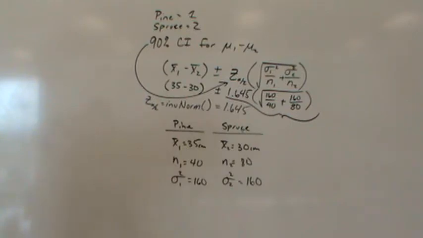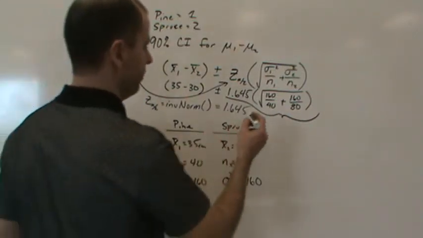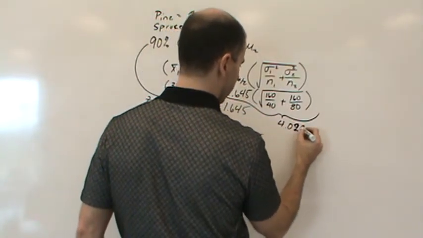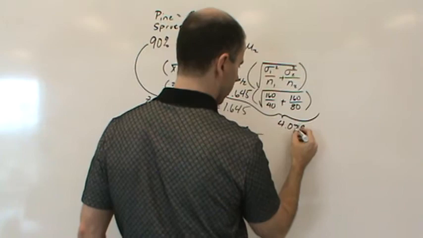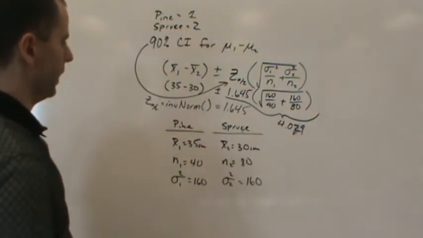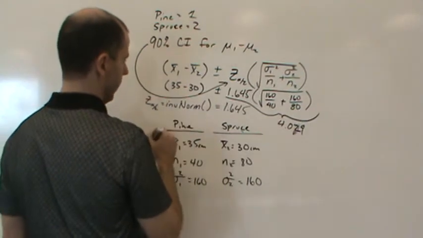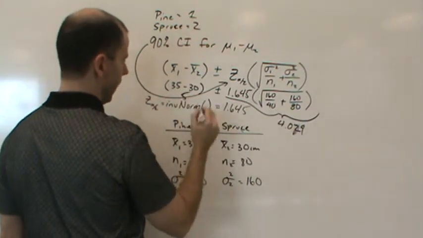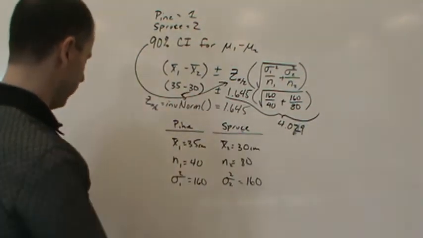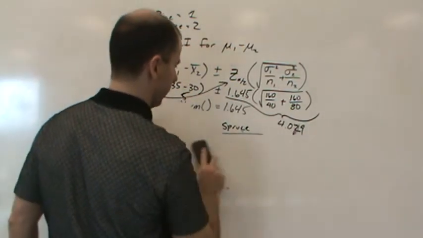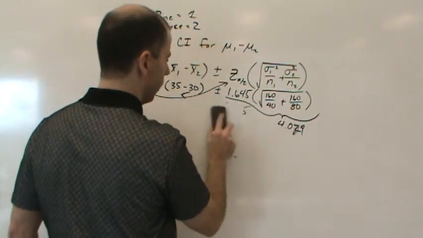Okay, I get 4.029. So 4.029 is my margin of error, and this is 5, right? So 35 minus 30, so that's 5. So now what do I get? Okay, so now, again, I'm going to erase this so I can have more room. So you guys should have this written down. So now, what do I get?